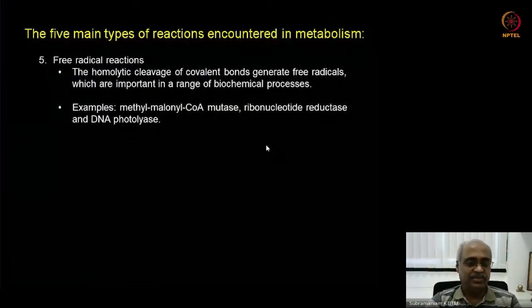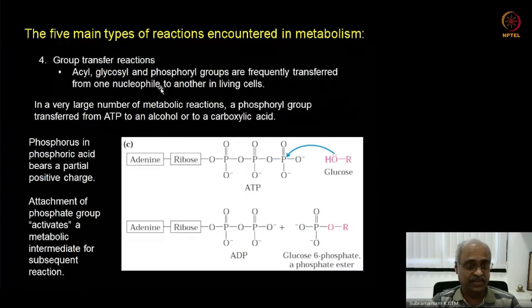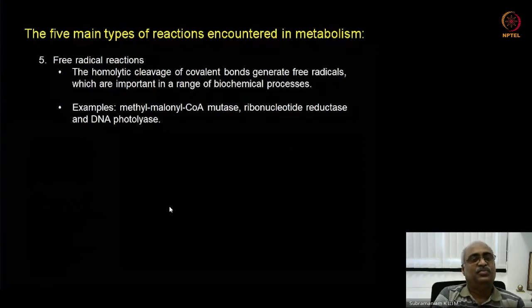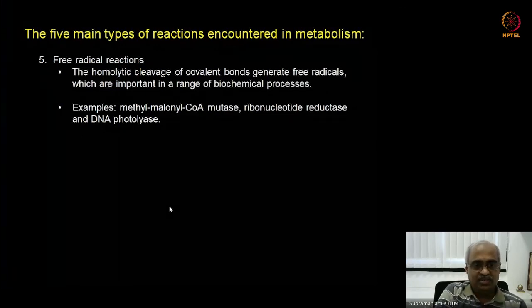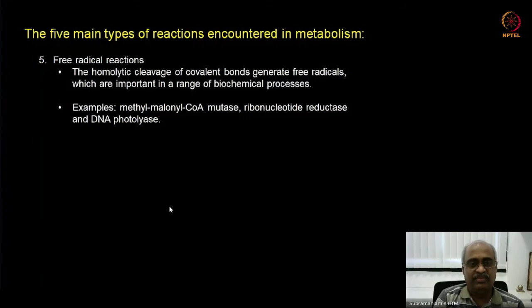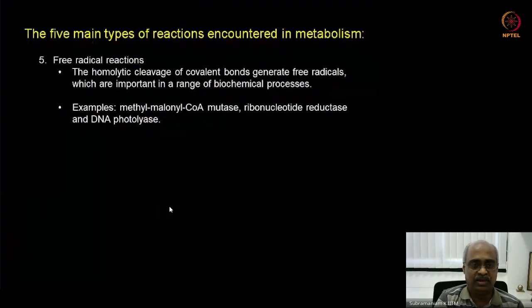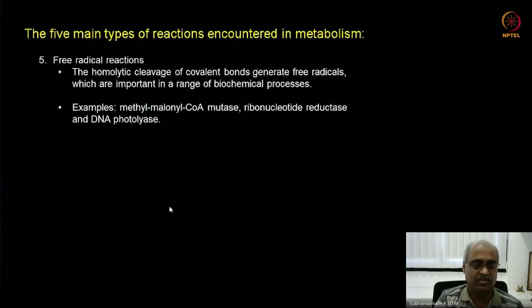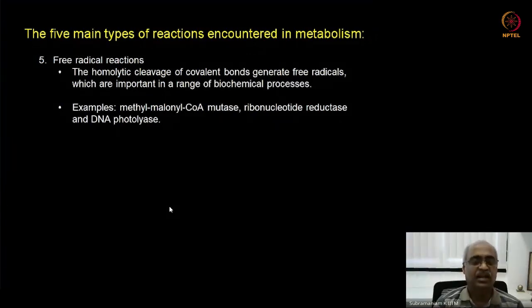So that is about the group transfer reactions, the fourth variety. The fifth one is free radical reactions. So far, whatever we have seen requires heterolytic cleavage of a covalent bond, generating a carbocation or carbanion if it is carbon. There are situations where homolytic cleavage happens and free radicals are generated, and they are important for reactions. We will see them when we get to this.